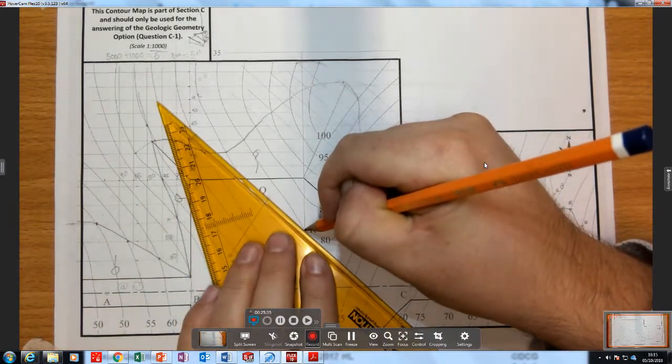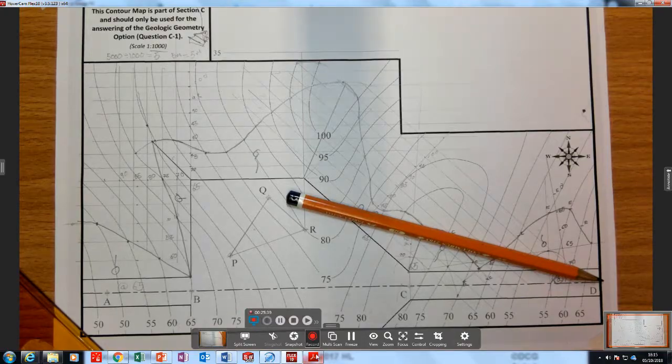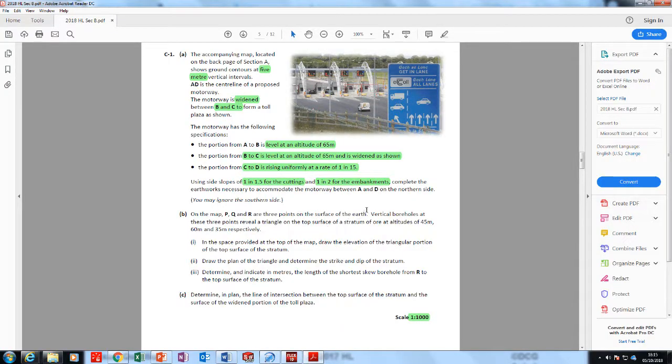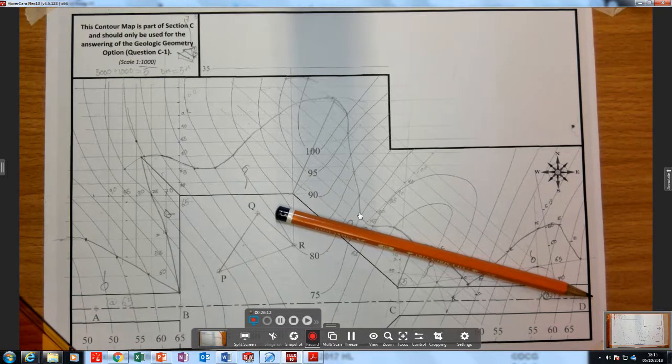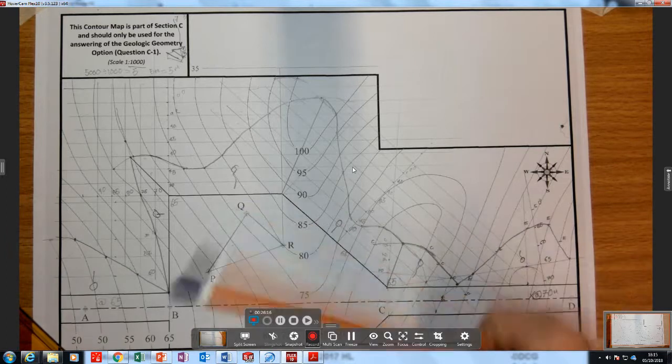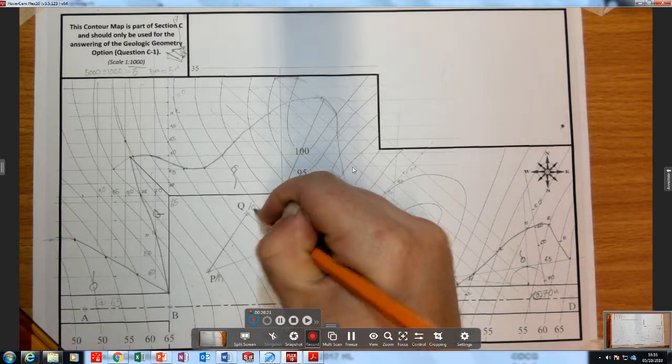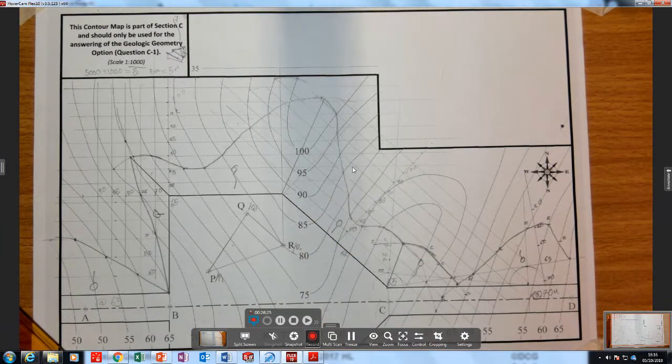So it says P, Q and R are 3 points on the surface of the earth. Vertical boreholes at these 3 points reveal a triangle on the top surface of a stratum of ore at altitudes 45, 60 and 35 respectively. So P, Q and R are on the Earth's surface. When they're drilled into the ground, they reveal points at those respective distances. So I'm going to write P1 here, Q1, R1, just so we know they're not actually the same. R1 is down lower than R.